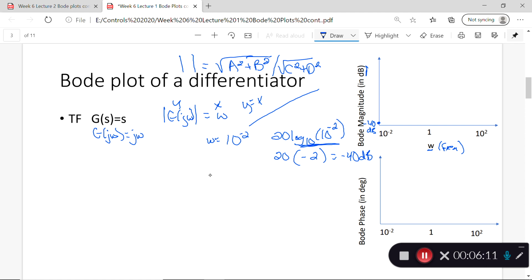So at 10 to the negative 2, I'm going to be at negative 40 decibels. What would I be at when omega is 1? My transfer function would just equal 1. Put it in decibel form: 10 to the what would equal 1? That would be 0. So 20 times 0 just gets me 0 decibels. So at 1, I will be at 0. In between, if I was at 10 to the negative 1, you could plug in and figure out that you'd get negative 20 decibels.